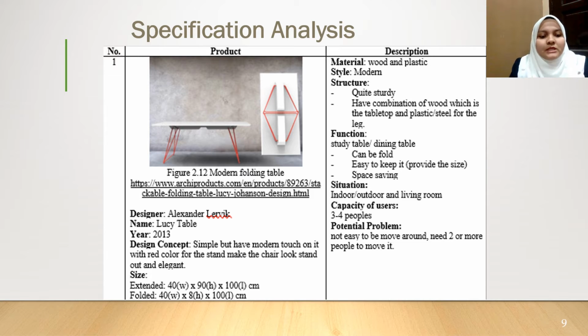This is the specification analysis. In this specification analysis, we could determine the specific criteria that are important in order to design the portable foldable table. This is one of my examples for the portable foldable table. It states a lot of things and criteria of other designers' portable foldable tables in the market. In this specification analysis, I could analyze all the functions, style, structure, situation to use it, capacity that could fit the user, and also the potential problems of these existing portable foldable tables.